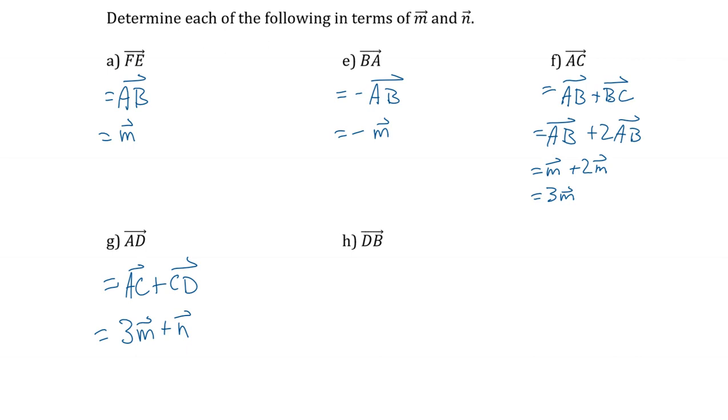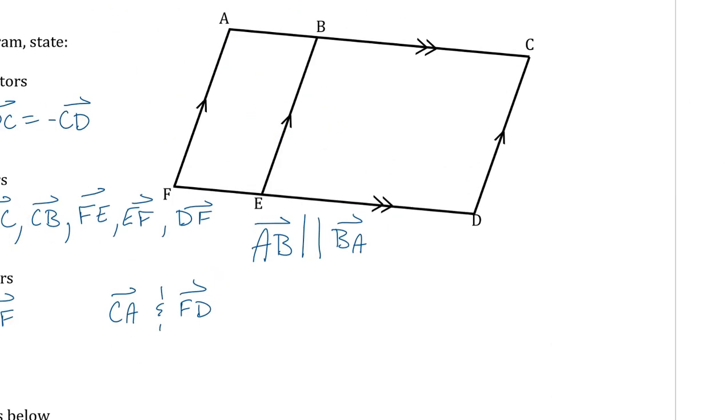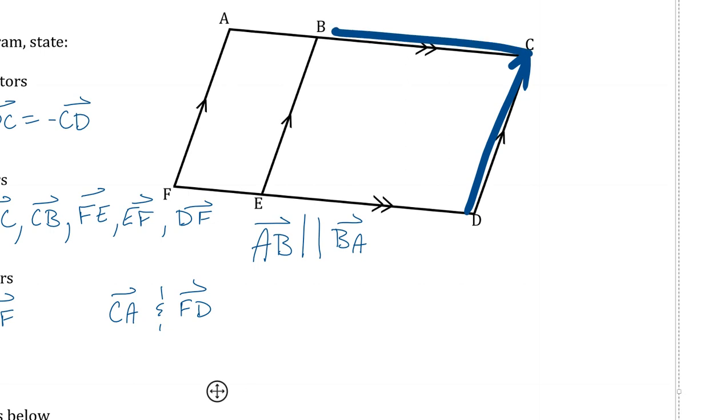M and N are obviously different vectors, so I can't add them together just like terms, just like we did in grade 9, so I'm done. Okay, and DB. So DB is this, but I need to do it in terms of vectors that I have in terms of M and N. So I'm going to turn that into DC. I know CD, but I can write that as DC, and then CB, right?